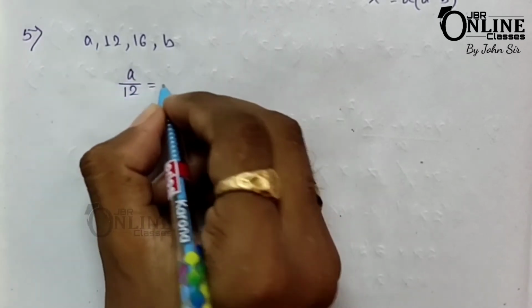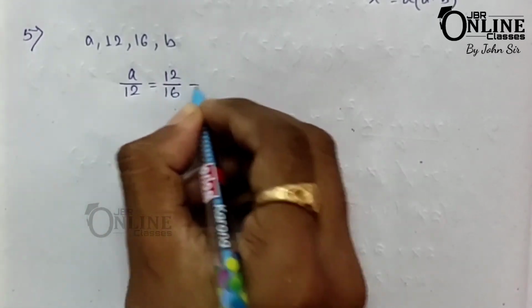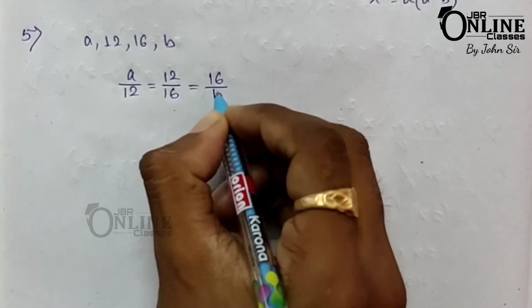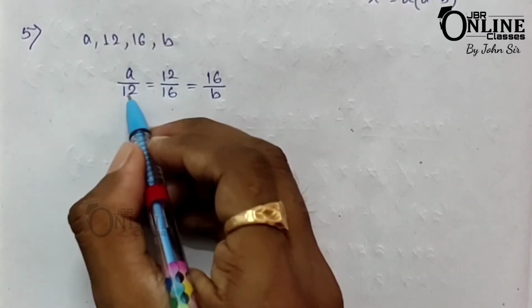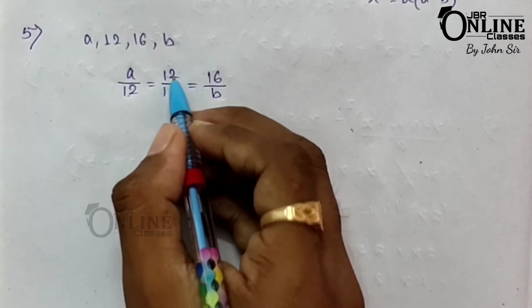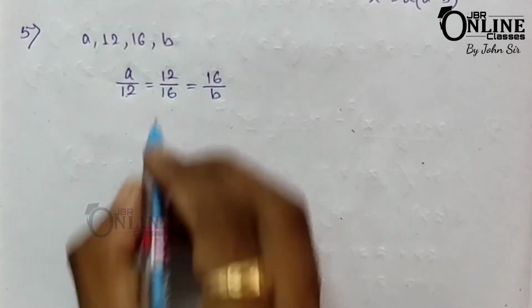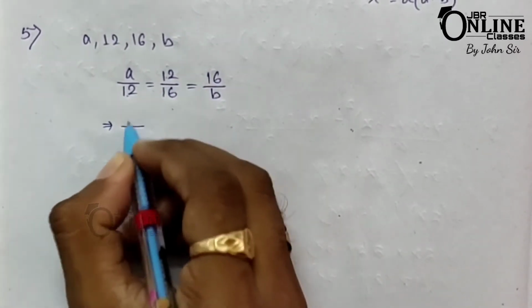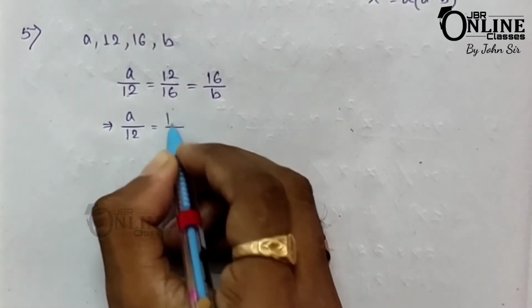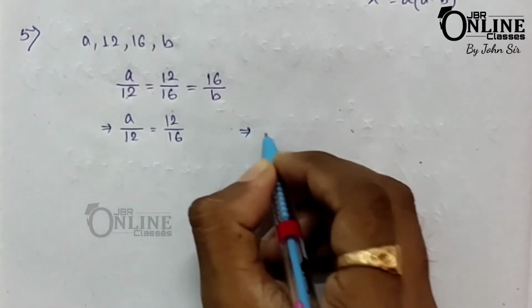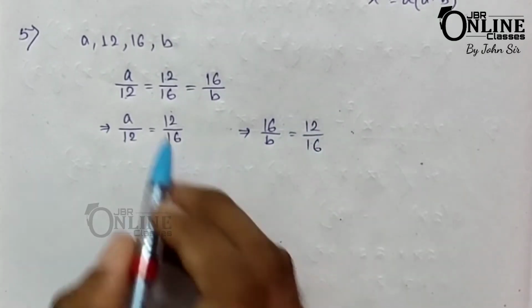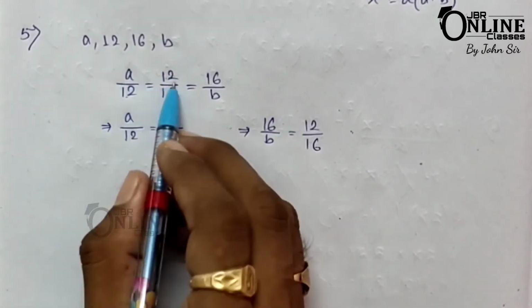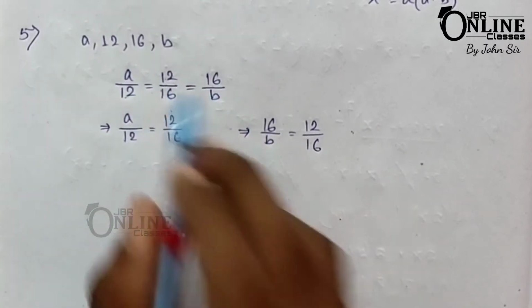Here A by 12 equals 12 by 16, and that equals 16 by B. So the last term will always be repeated. So here A by 12, then again 12 here, 12 by 16, then again 16 here. Now if we separate this, A by 12 equals 12 by 16, and 16 by B equals again 12 by 16. Okay, so this portion is always equal to this one, and this one is also equal to this one.